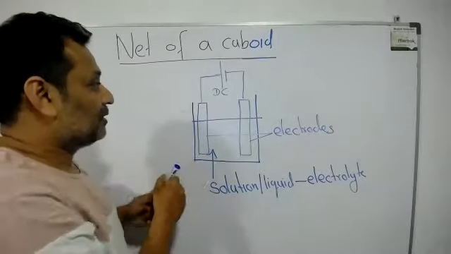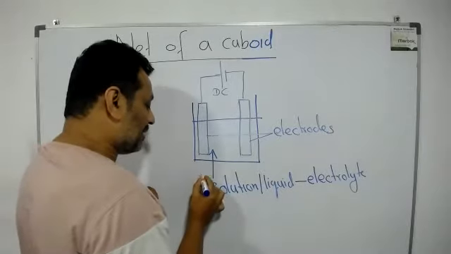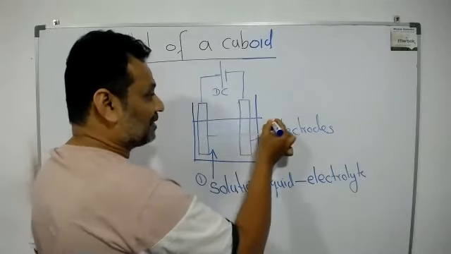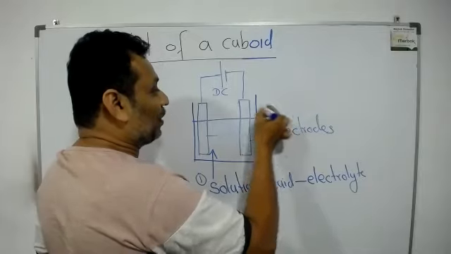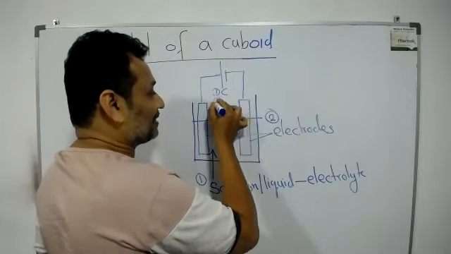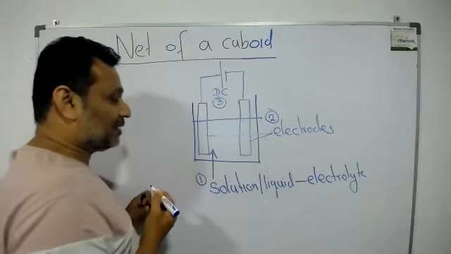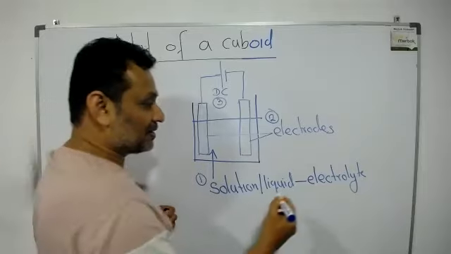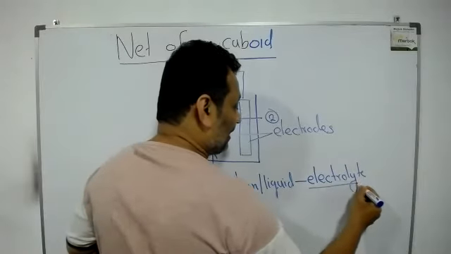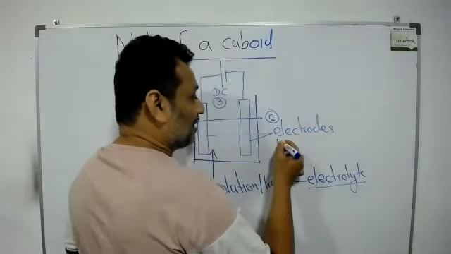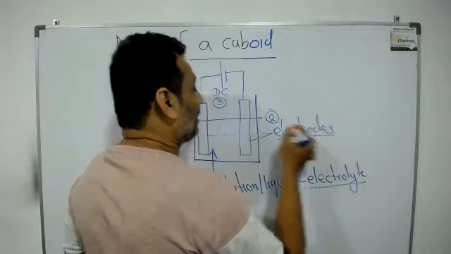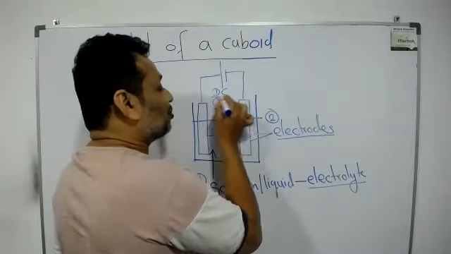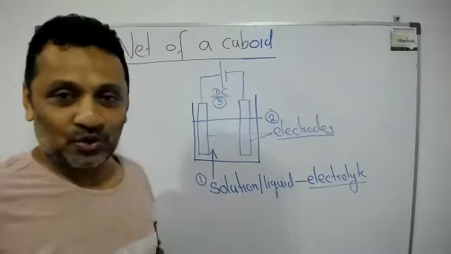So there are three basic components needed for electrolysis. What are the three basic components? There should be an electrolyte, there should be 2 electrodes and there should be a DC source.